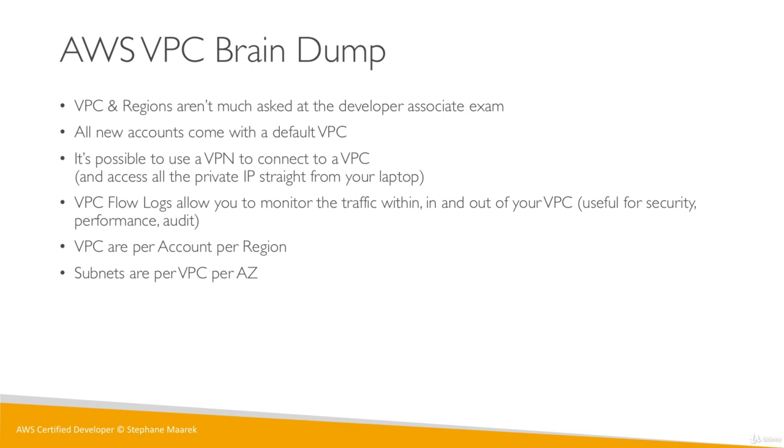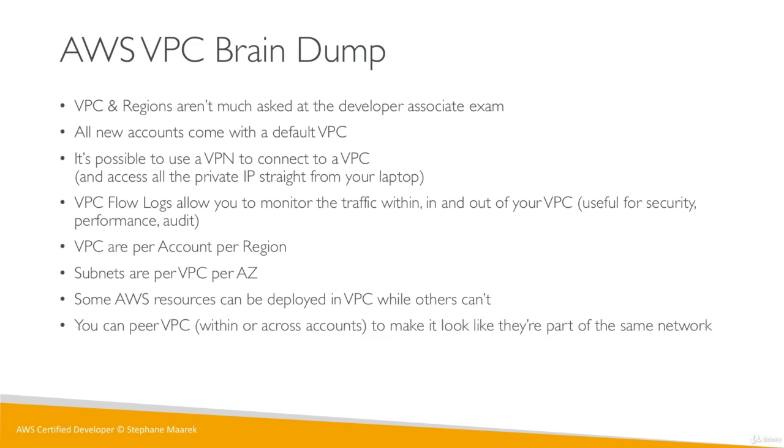The subnets are only within the VPC, and the subnets are attached to one AZ only. Some AWS resources are able to be deployed in a VPC, while others cannot be deployed in a VPC, and that's just how AWS works. And overall, a very good feature to know is that you can peer VPCs, within your own account or across accounts, to make it look like they're part of the same network, and that's quite a common pattern.